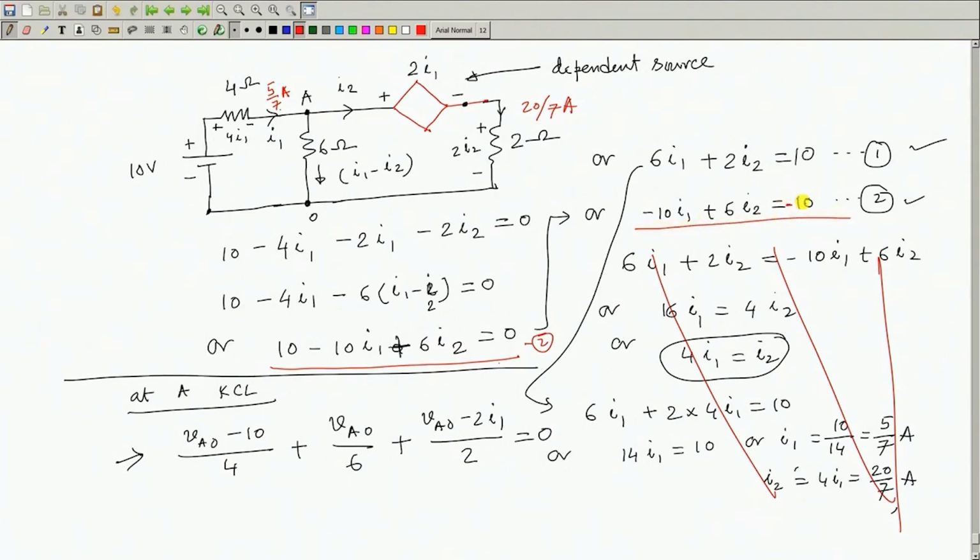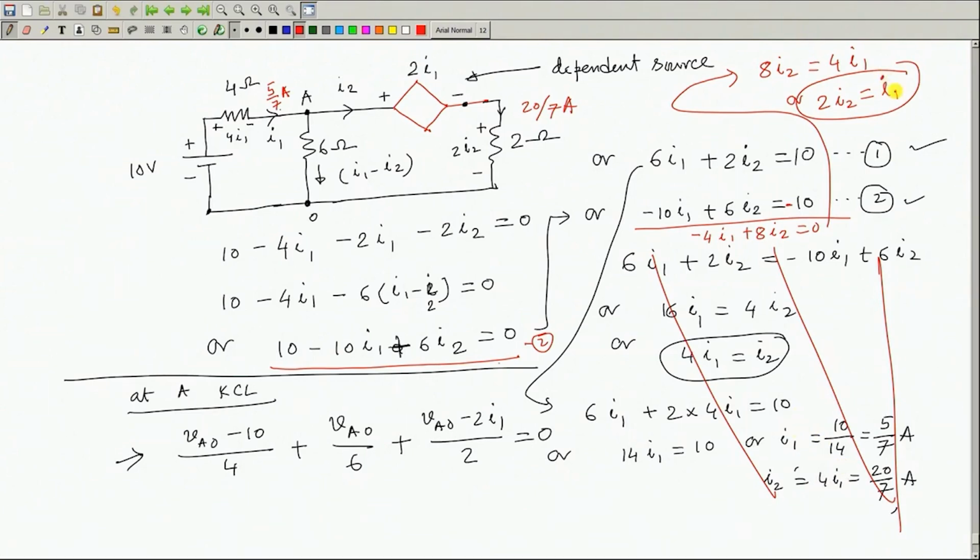So, if you simply add these two equations, you will now get minus 4 I 1 plus 8 I 2 equal to 0. And this will be equal to 8 I 2 equal to 4 I 1, or 2 I 2 equal to I 1. This is the thing, forget about this. So, I 1 equal to 2 I 2. First equation is correct, these two equations.